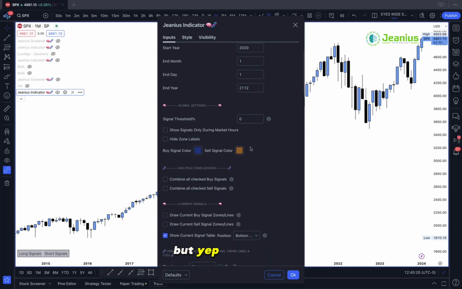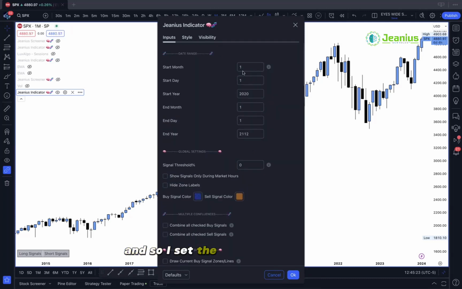But yeah, that's that. I always set the date to the beginning of the year, or I might calibrate it depending on what I like most about it. But if I'm going to go back a year or two, I always just start at the beginning of the year. That's just for me to keep it simple. The end year doesn't have to be this far.